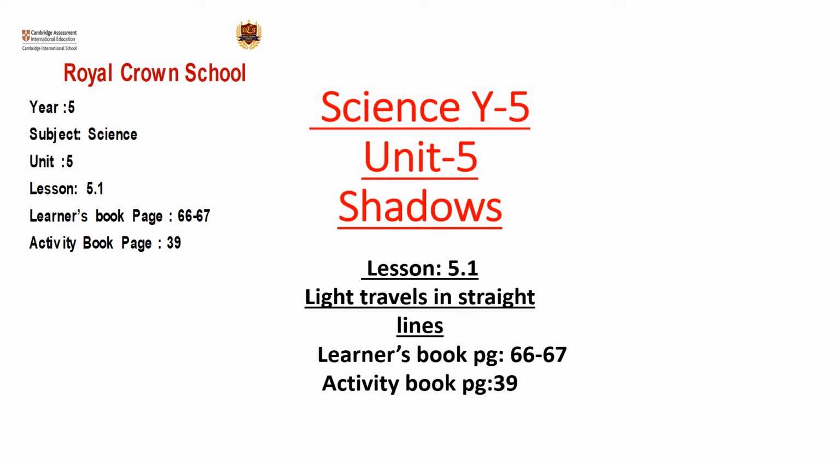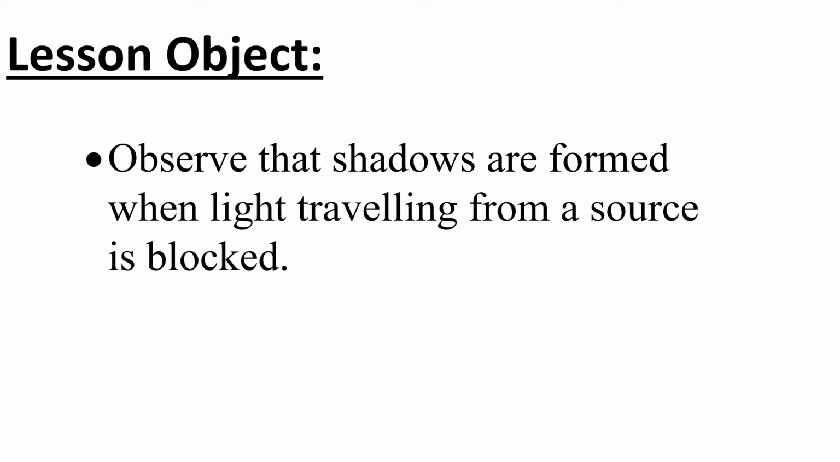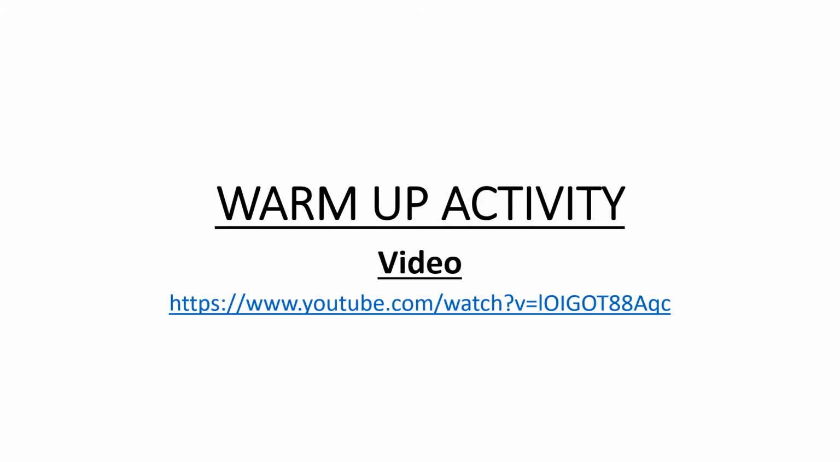Right now, we will start lesson 5.1. This is a new topic. Before, we learned about light. We have a little review before going to it, but right now my lesson objective is to observe that shadows are formed when light traveling from a source is blocked. And which source is there? This is definitely the light source.